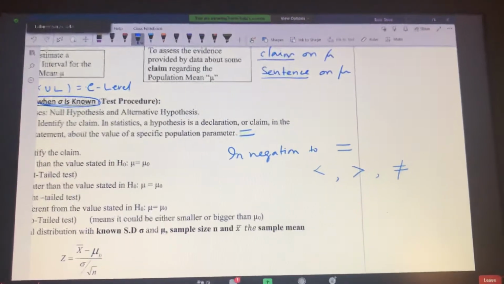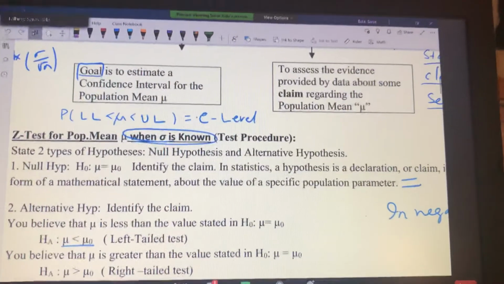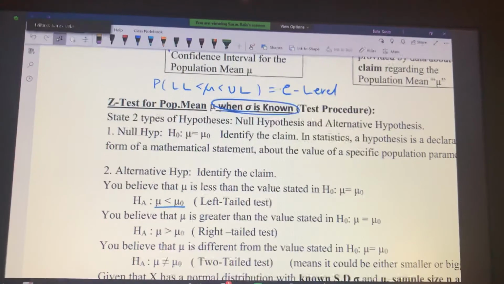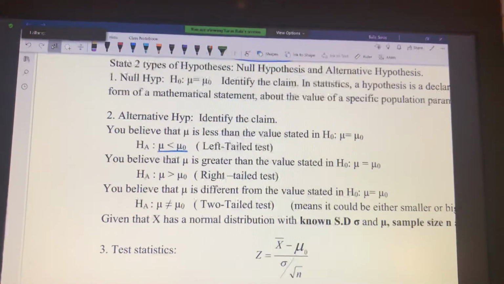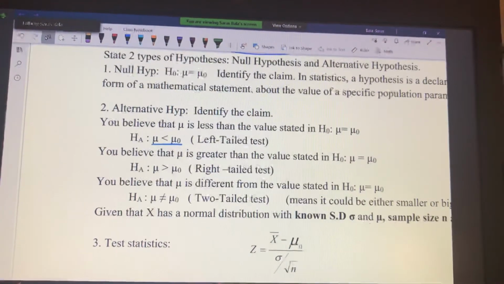The alternative hypothesis is going to be one of the three, not all the three. One of the three. It could be mu less than mu sub zero, and that's going to be called a left-tailed test.